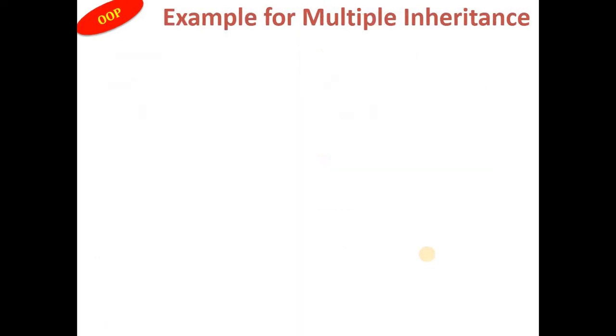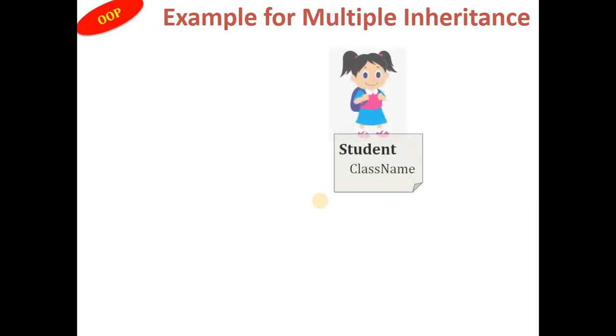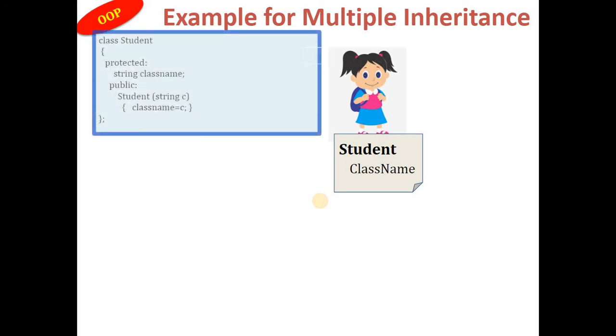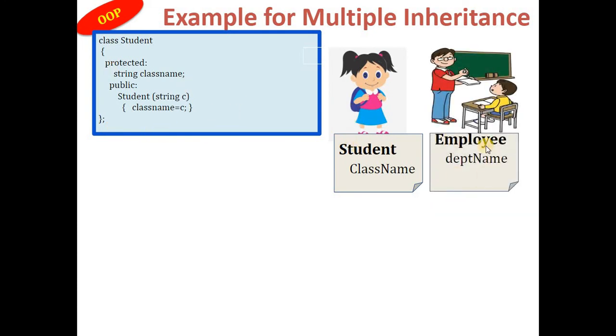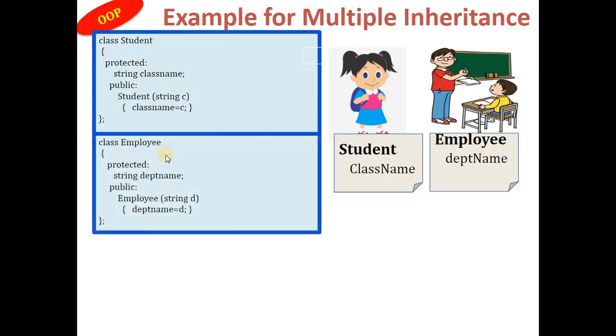Now we are going to see about multiple inheritance. Multiple inheritance means two or more base classes and one derived class. Suppose we have a class student, which has its own data member, class name. Class student is not derived from anyone, so we just write class student. Then we have the employee class, which has its own department name, but it is not a derived class of anyone. That is why we just write class employee.